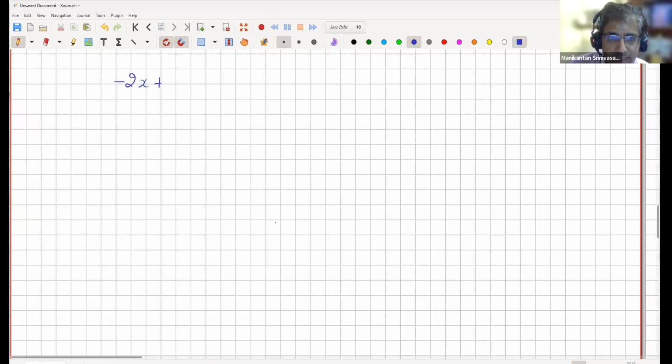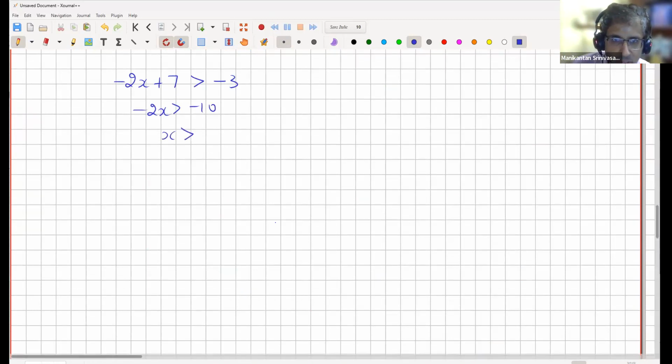Minus 2x plus 7 is greater than minus 3, let's say, right? So we go on simplifying, we do this minus 10, and then in the heat of the moment, we'll just divide by minus 2 and do this. This is wrong, right? When we are multiplying or dividing by a negative number, you have to flip the sign, right? So this step is wrong.